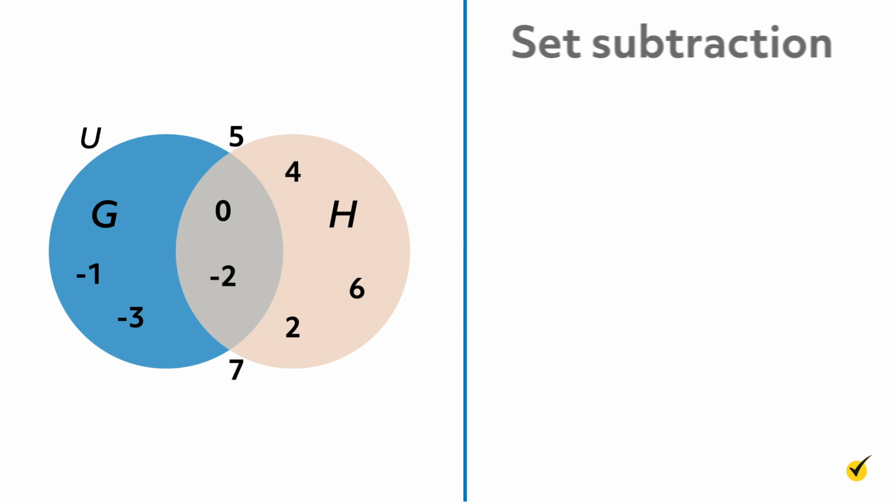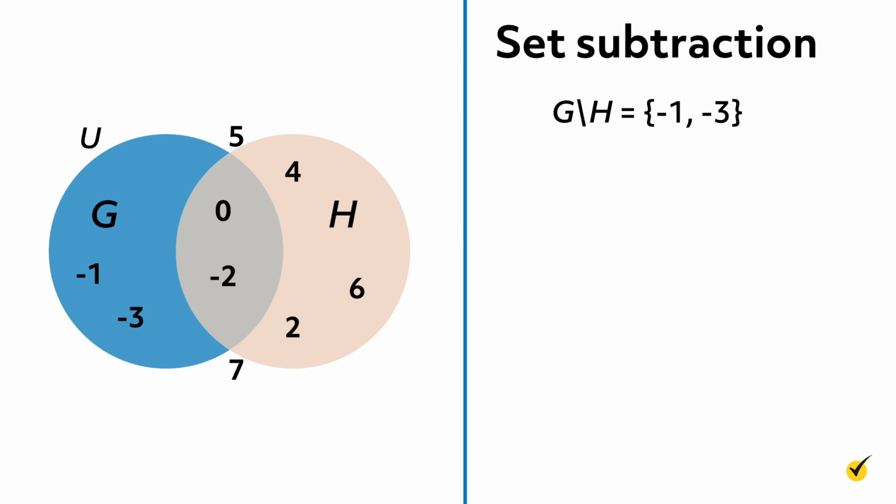Similar to the idea of complements, sometimes you need to find elements which belong to one set but not to another. To do this, we use the technique called set subtraction, which is denoted using a backslash. For example, G minus H can be written like this and includes the elements that are in G but not in H. This would ignore the elements 0 and -2, leaving us with only -1 and -3. Similarly, H minus G would include all elements of H but those that are also in G.